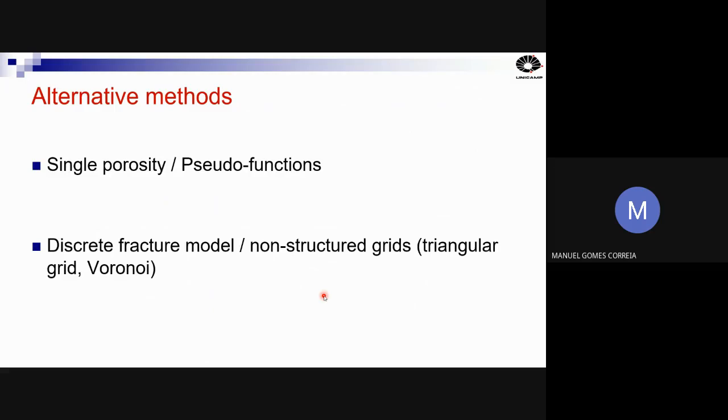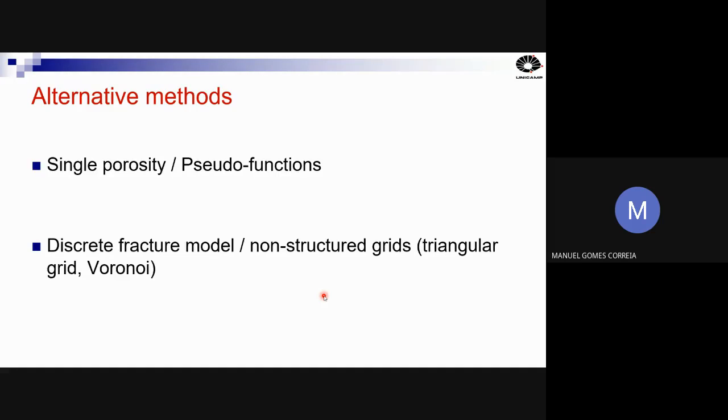We also have alternative methods to model fracture reservoirs, okay? As I talked previously, you can use a single porosity model. It's not always possible, as I talked about, but normally people try to convert dual porosity models into a single. Why? Because the single porosity model is much faster than the dual porosity, okay?